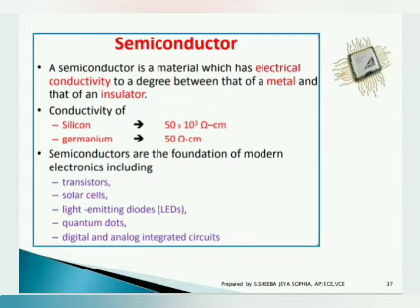And this is the diagrammatic representation of a semiconductor and what a semiconductor means. It has an electrical conductivity between that of a metal and an insulator. Its conductivity for silicon is 15 to 10 power 3 ohm centimeter and for germanium 50 ohm centimeter. Semiconductors are the foundation of modern electronics, including devices like transistors, solar cells, LEDs (light emitting diodes), quantum dots, and digital and analog integrated circuits.